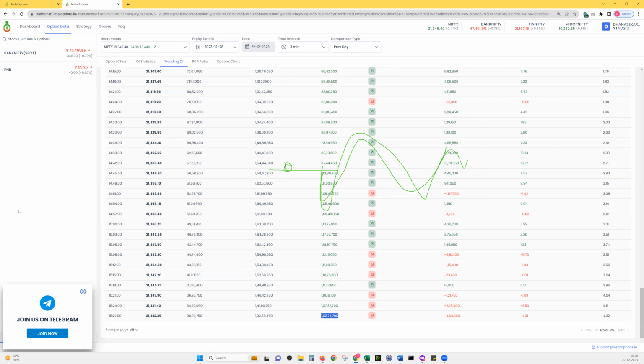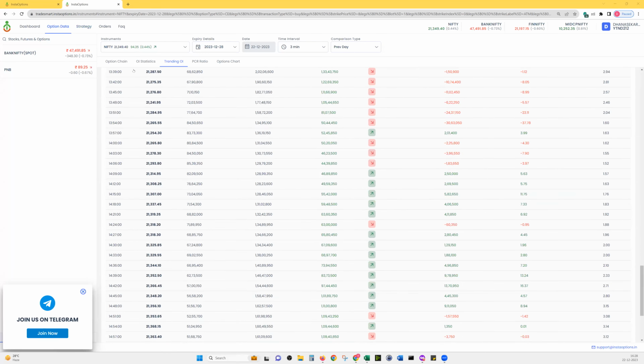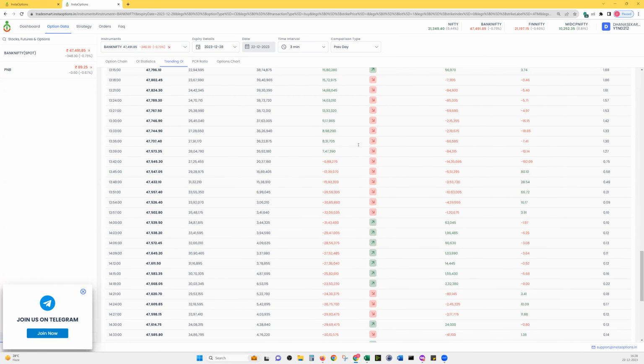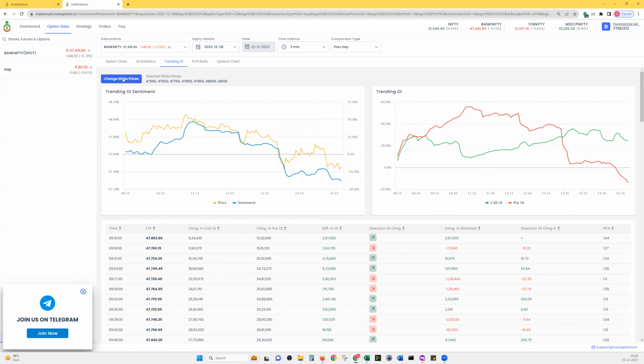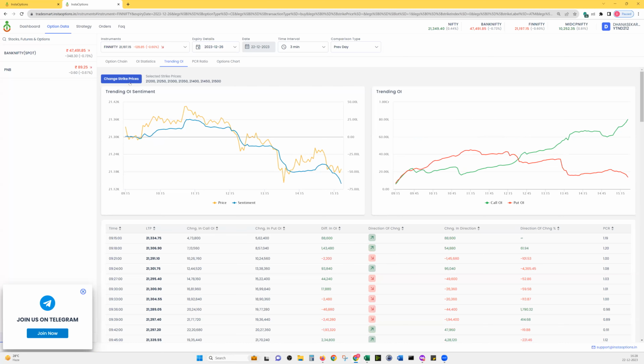That's literally fine. And what about Bank Nifty? We'll go to Bank Nifty, and then we'll just try to understand. Or else we can just take Fin Nifty. Okay, Fin Nifty was more bearish.